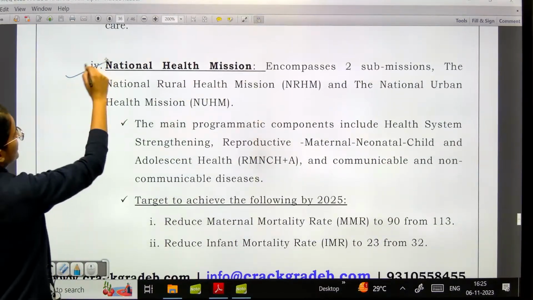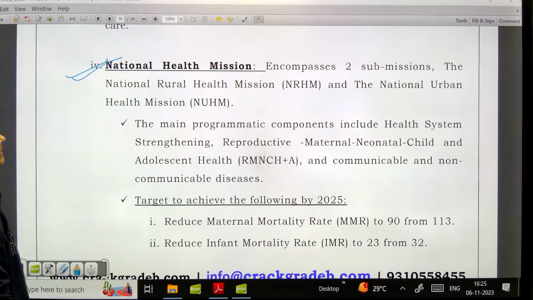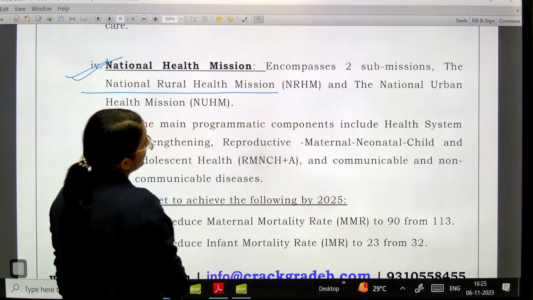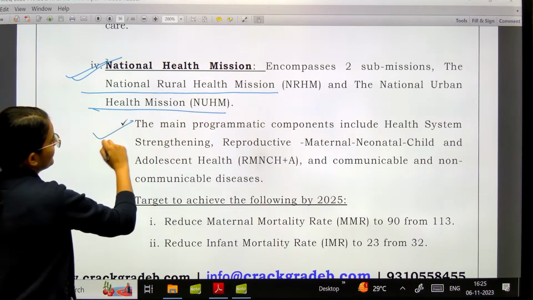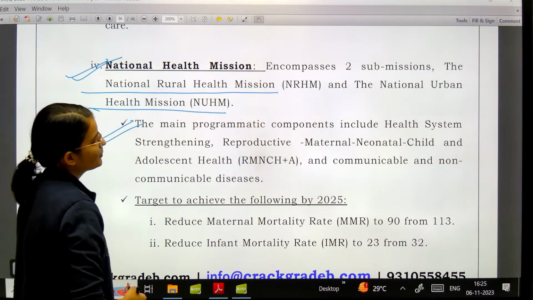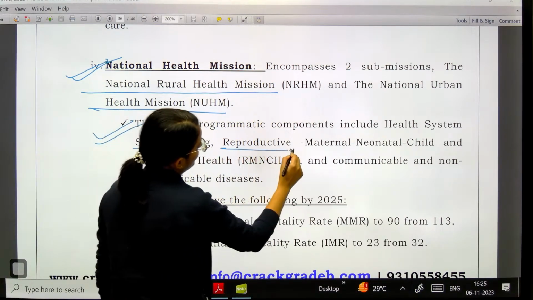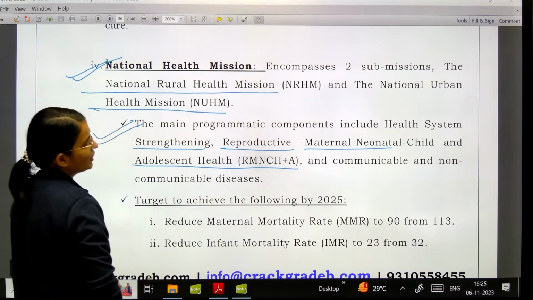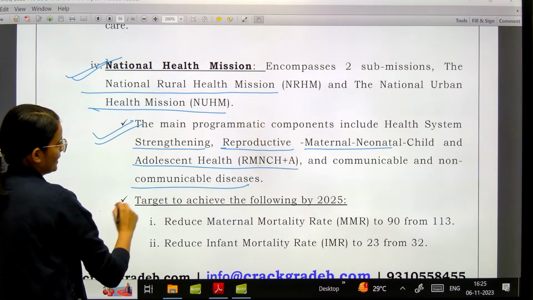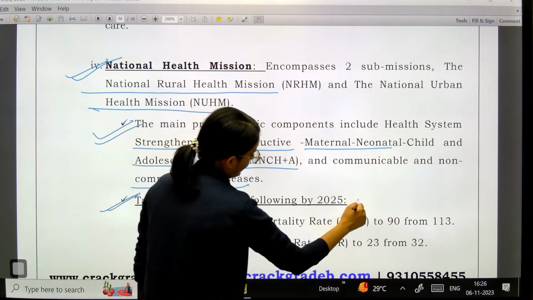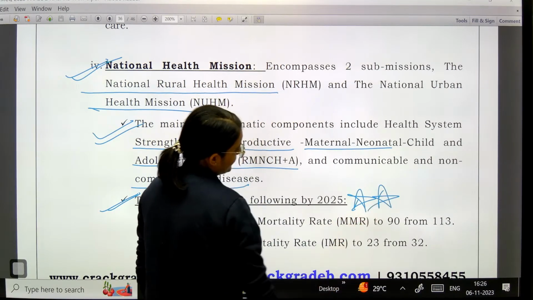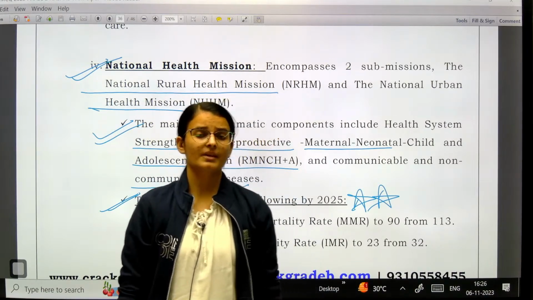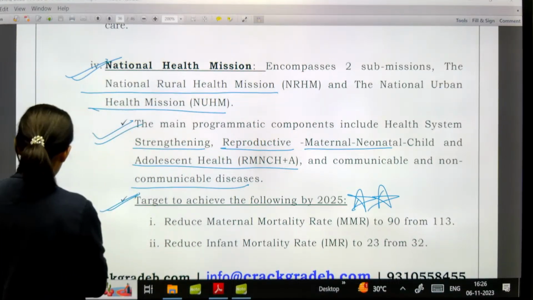now let's revise about National Health Mission. Encompasses two submissions. Okay, two submissions, National Rural Health Mission and National Urban Health Mission. The main aim of this mission is to include health system strengthening, reproductive, maternal, neonatal, child and adolescent health and communicable and non-communicable diseases. Target of 2025. This is very important. Now National Health Mission has set up a target that needs to be achieved till 2025. Now what are these targets?